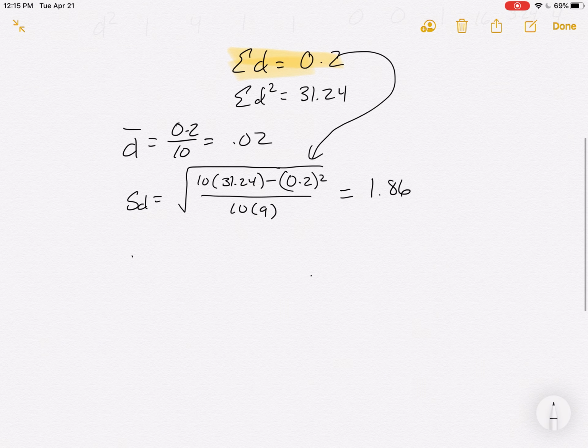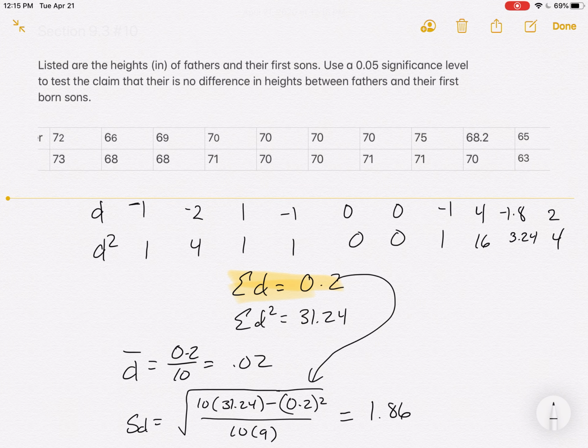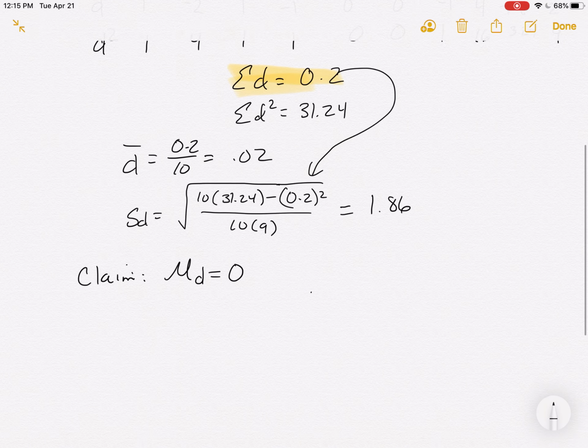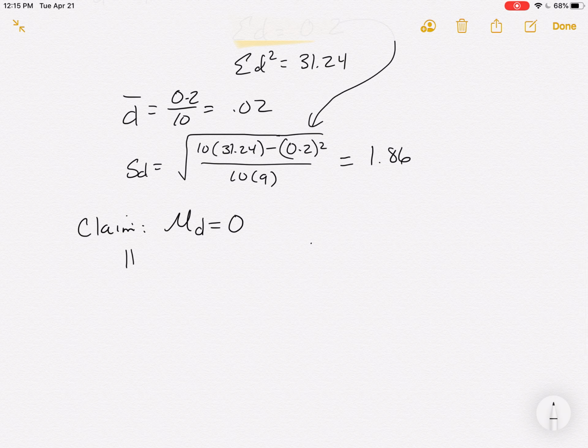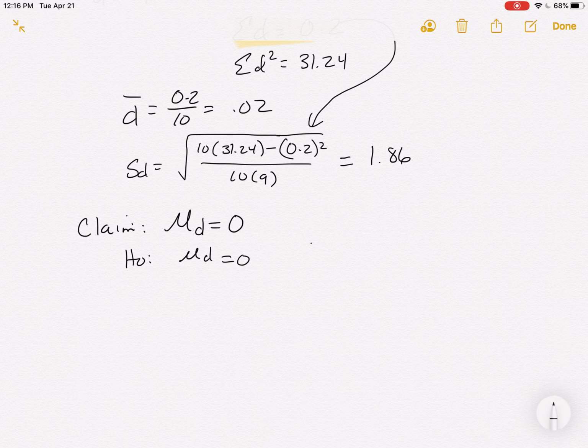Well, let's go to the actual problem. The actual problem is making a claim that there's no difference in the heights. That means on average, with all the fathers and sons, that the difference should be 0. Take a look at where there was no difference in height, the 70 and 70, right? That had a subtraction of 0 coming through. And so that's what they're claiming. So this is a two-tailed test. So the null hypothesis is, the null hypothesis is mu d equals 0, and the alternative hypothesis is mu d does not equal 0. So this is a two-tailed test.